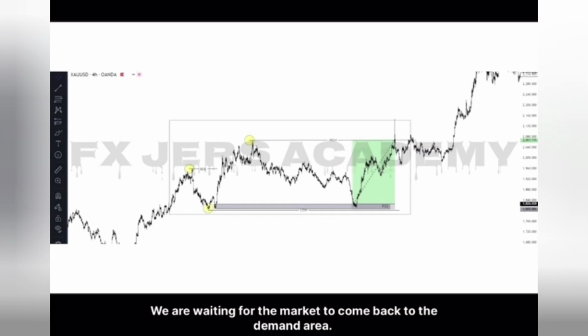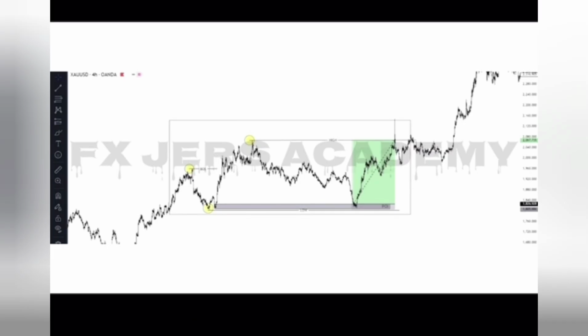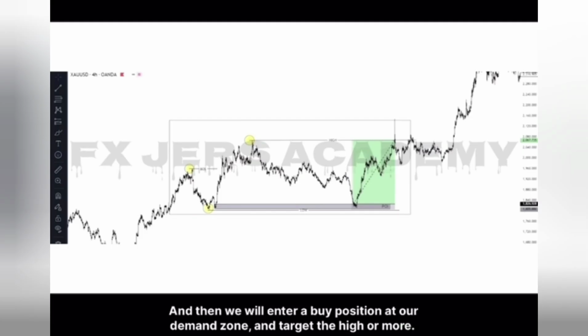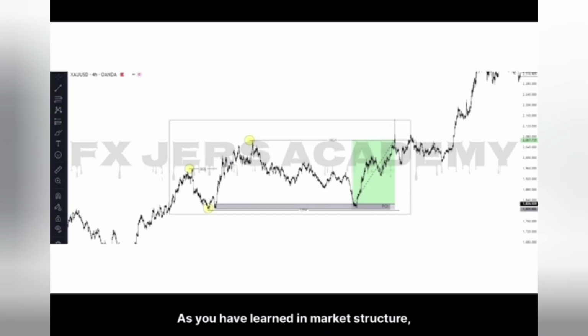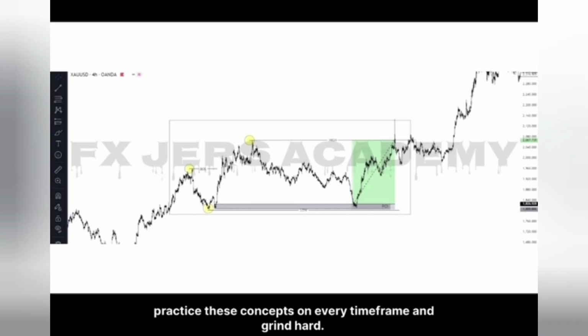We are waiting for the market to come back to the demand area, and then we will enter a buy position at our demand zone and target the high or more. And remember, this strategy works on every time frame. As you have learned in market structure, practice these concepts on every time frame and grind hard.